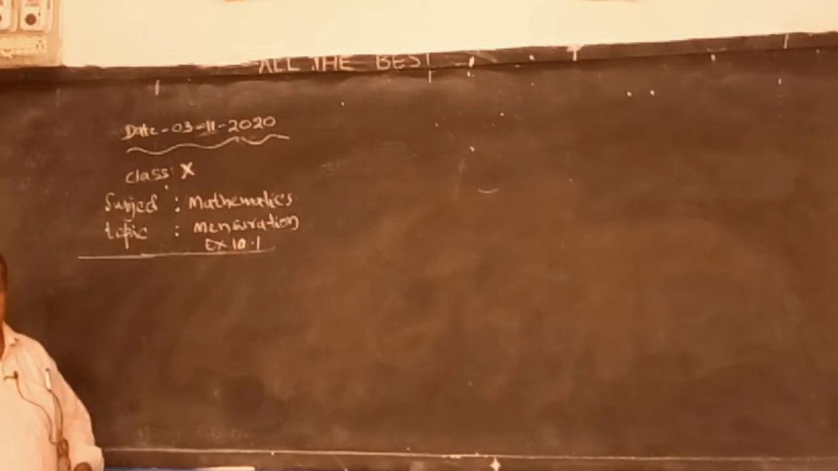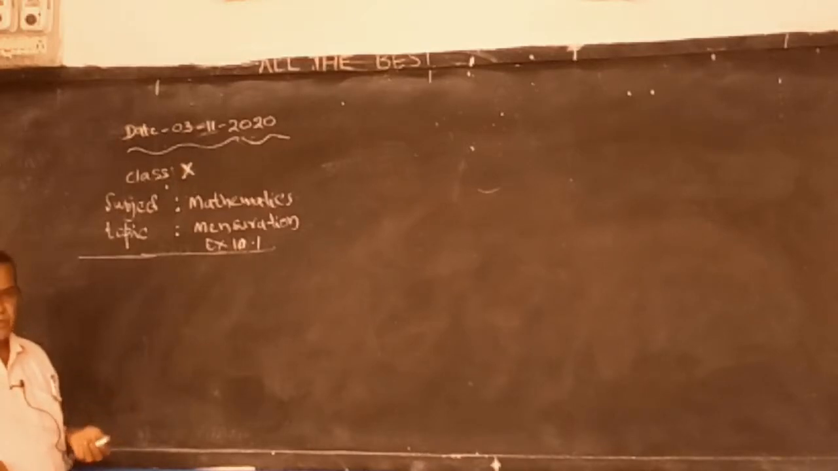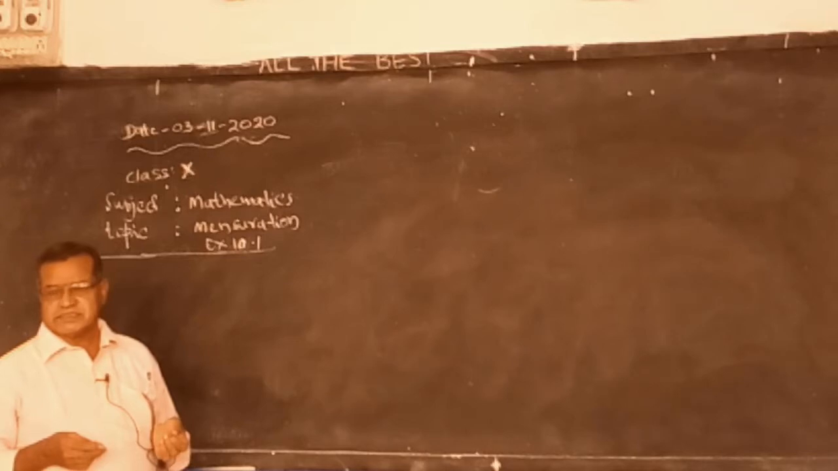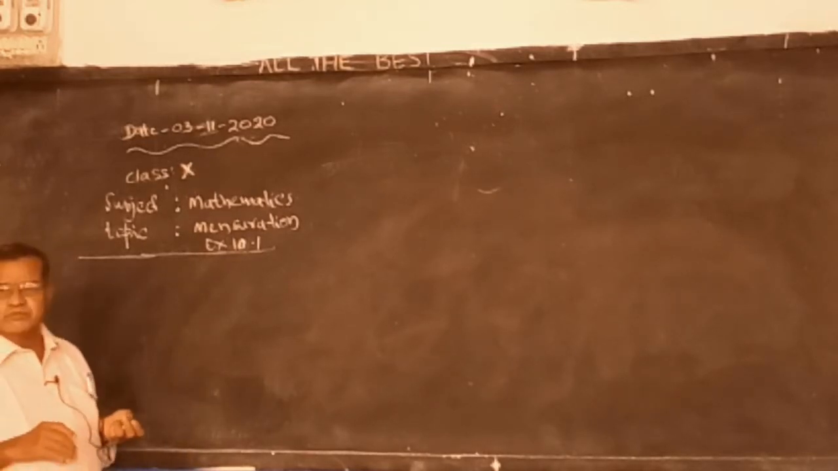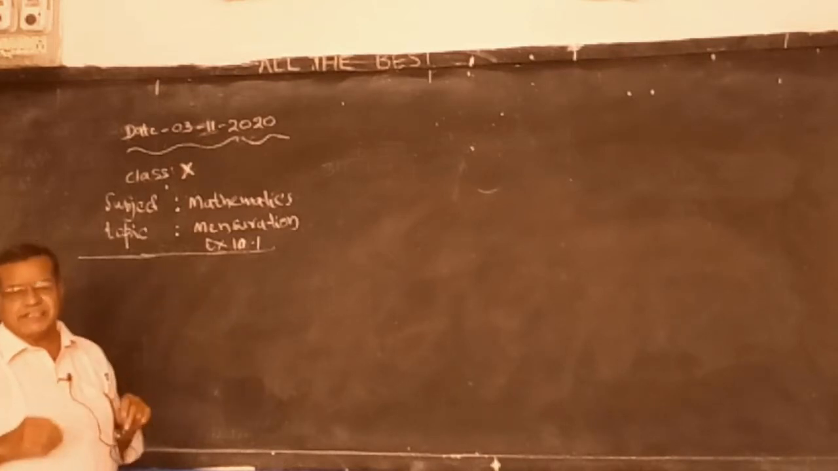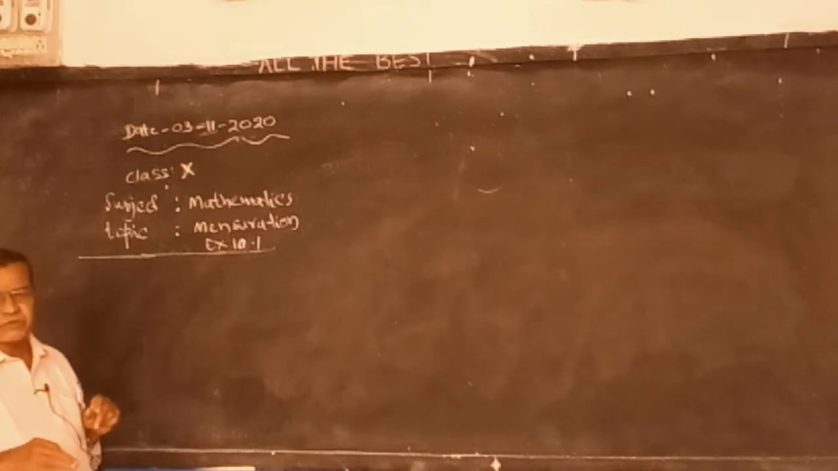We are doing the mensuration chapter, the 10th chapter, about solids. Yesterday we discussed these solids. In this 10th class, two 3D figures are combined. We have to find their areas and volumes.